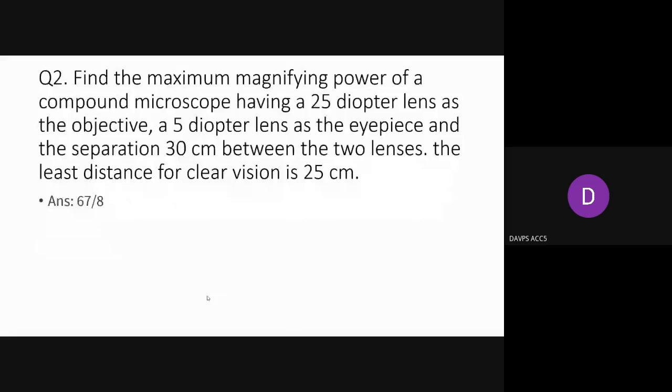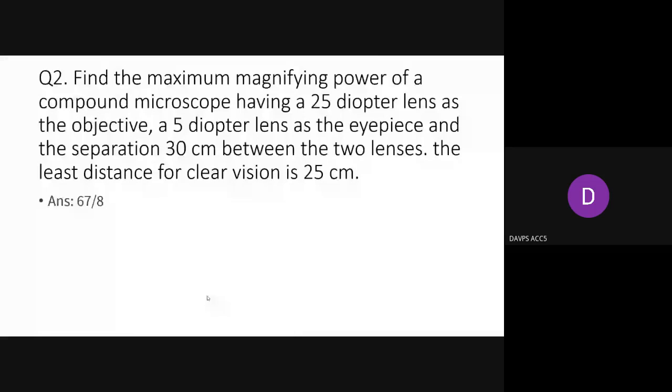Another one: take a lens as the objective, a 5 diopter lens as the eyepiece, and the separation of 30 centimeters between the two lenses. The least distance of clear vision is 25 centimeters. You take a screenshot of the answer. For these two questions, apply the formula exactly, solve them, and show me whether your answer tallies.